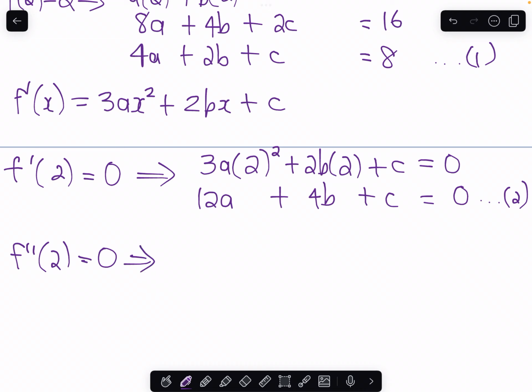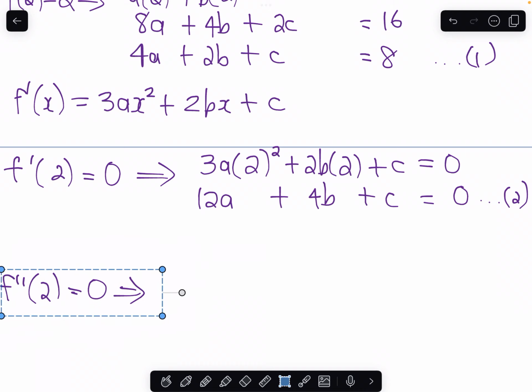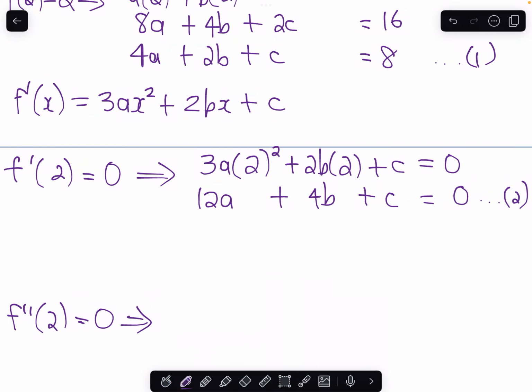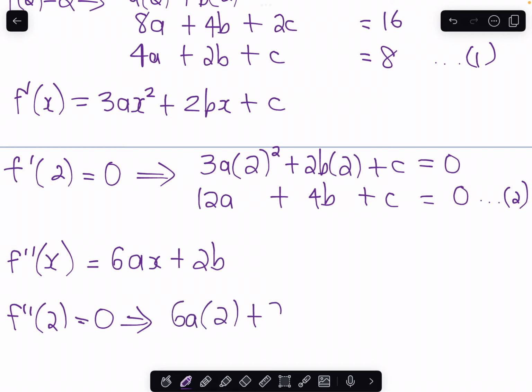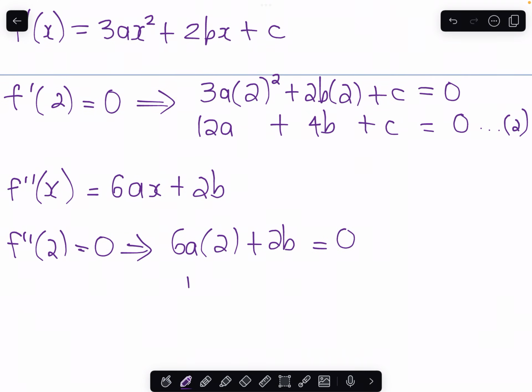So firstly, we're going to figure out what f double prime is. So f double prime is 6ax plus 2b. Okay, so now we sub in the 2, and we know that that gives us 0. So that is 12a plus 2b is equal to 0. Divide through by 2. So that is 6a plus b is equal to 0.